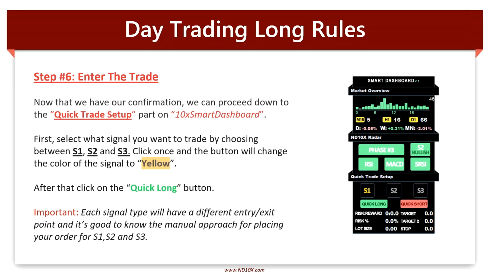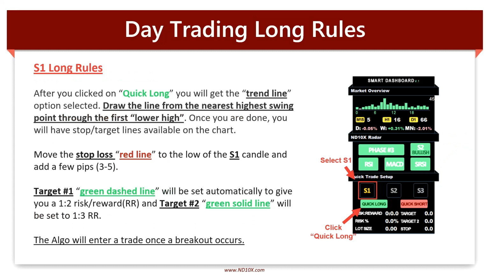Step 6. Enter the trade. Now that we have our confirmation, we can proceed down to the quick trade setup part on the 10x Smart dashboard. First, select what signal you want to trade by choosing between S1, S2, and S3. Click once, and the button will change the color of the signal to yellow. After that, click on the Quick Long button. Important: each signal type will have a different entry-exit point, and it's good to know the manual approach for placing your order for S1, S2, and S3.